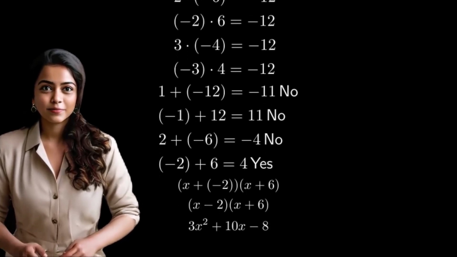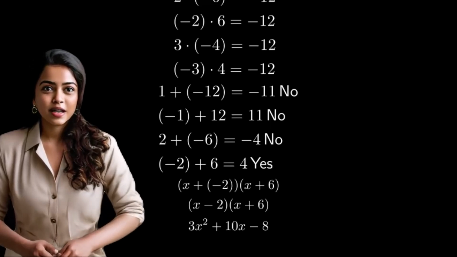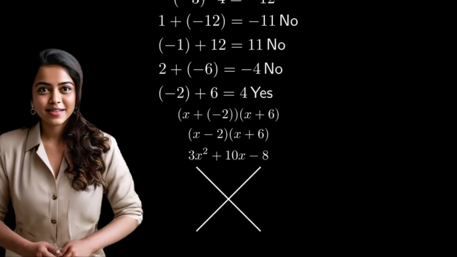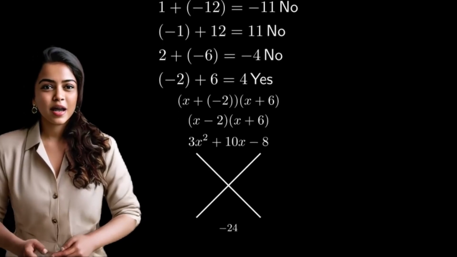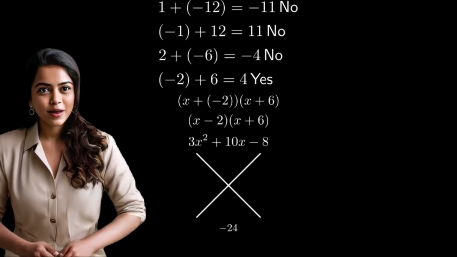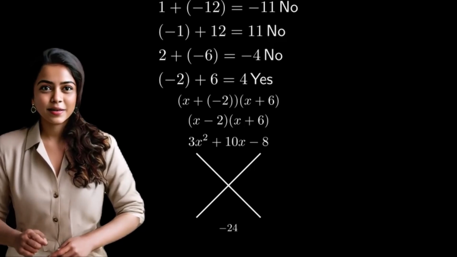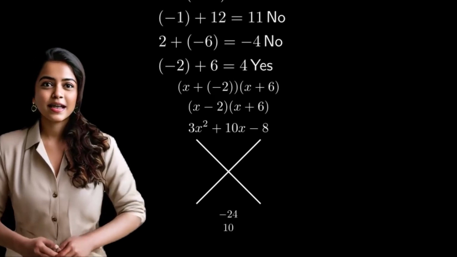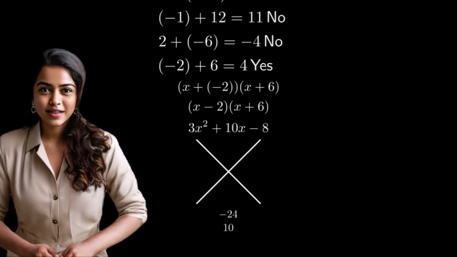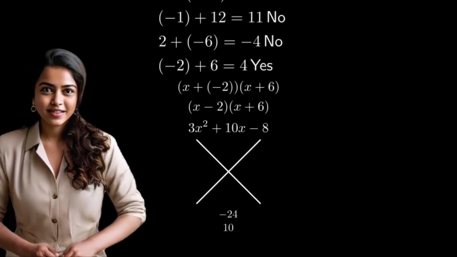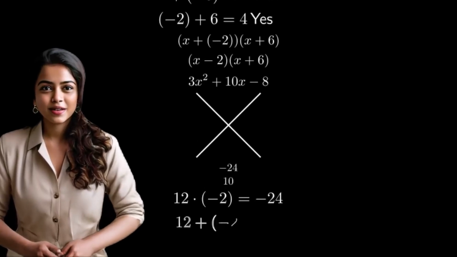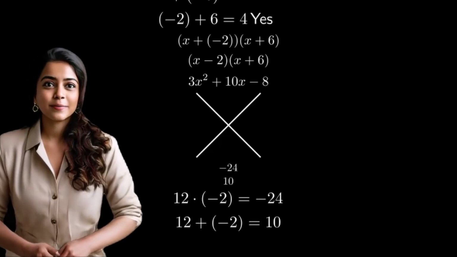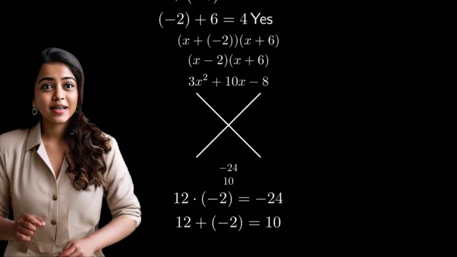Say we have 3x squared plus 10x minus 8. For the magic x method, first draw an x. At the top, multiply the first coefficient 3 by the last term minus 8, giving us minus 24. At the bottom, write the middle coefficient 10. Now find two numbers that multiply to minus 24 and add to 10. 12 and minus 2 work because 12 times minus 2 is minus 24, and 12 plus minus 2 is 10.